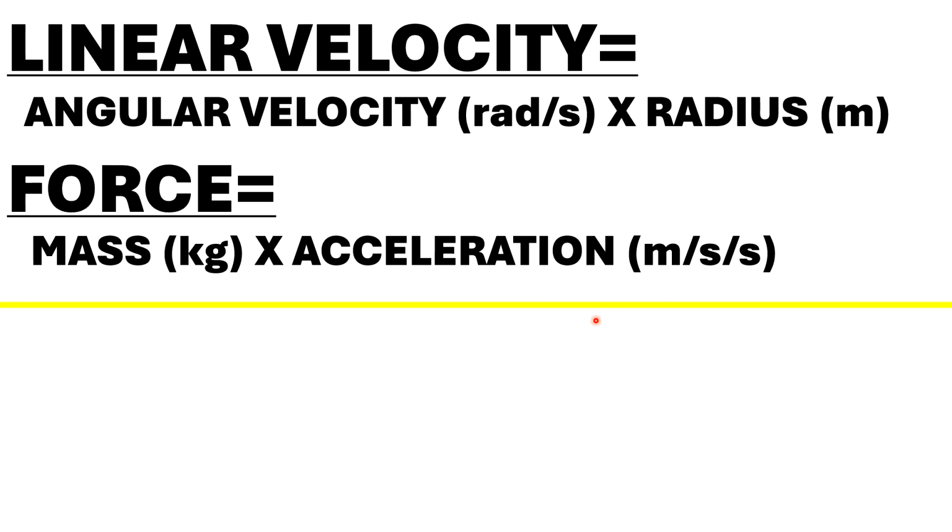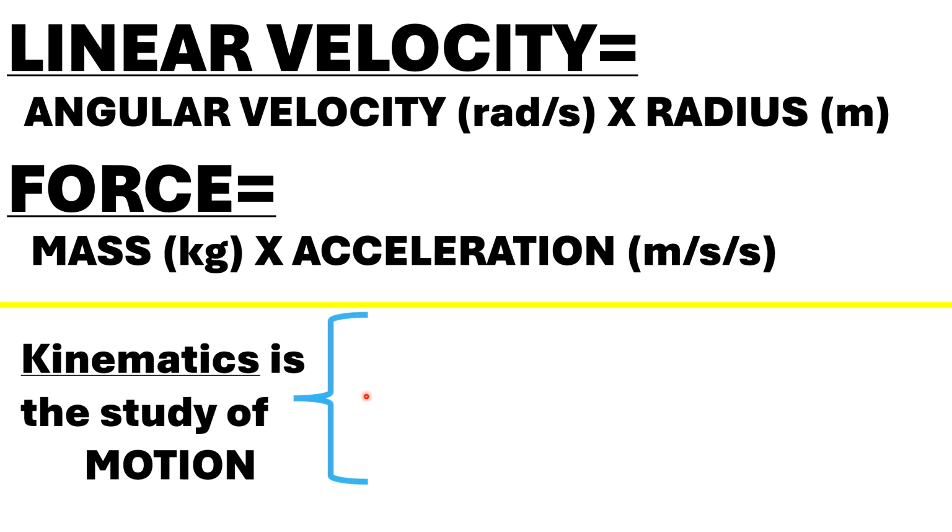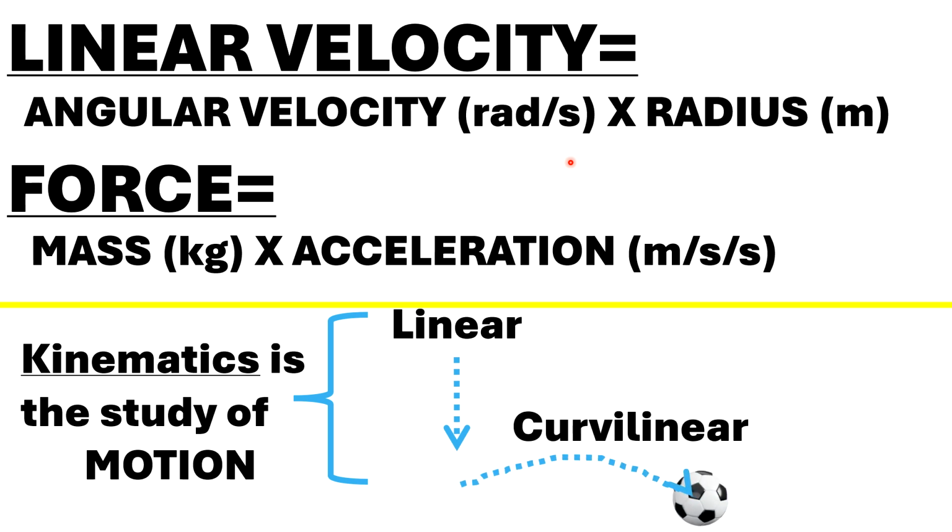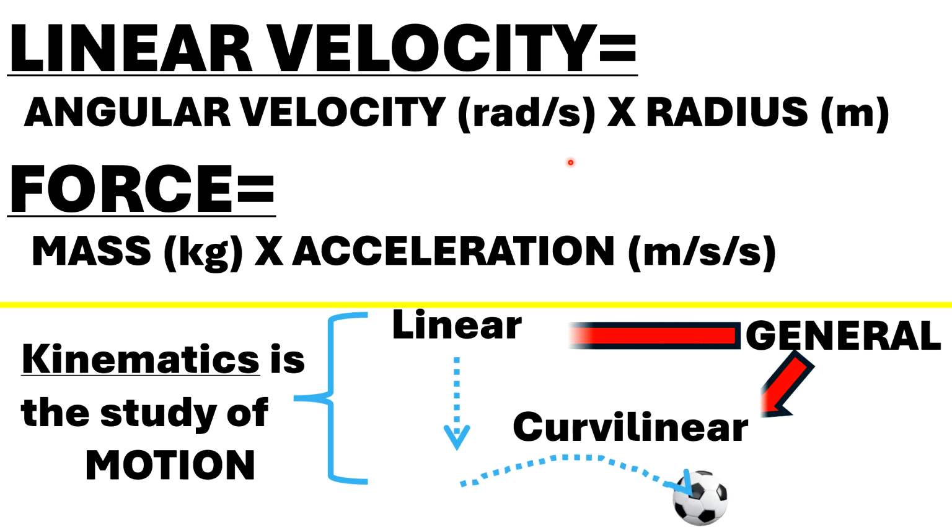And moving on, let's look at kinematics, which is the study of motion or movement. So movements can be what's called linear. They can also be curvilinear or general, which is a mix between linear and curvilinear. And let's not forget, they can also be rotational. We're going to look at rotational kinematics in the next slide.